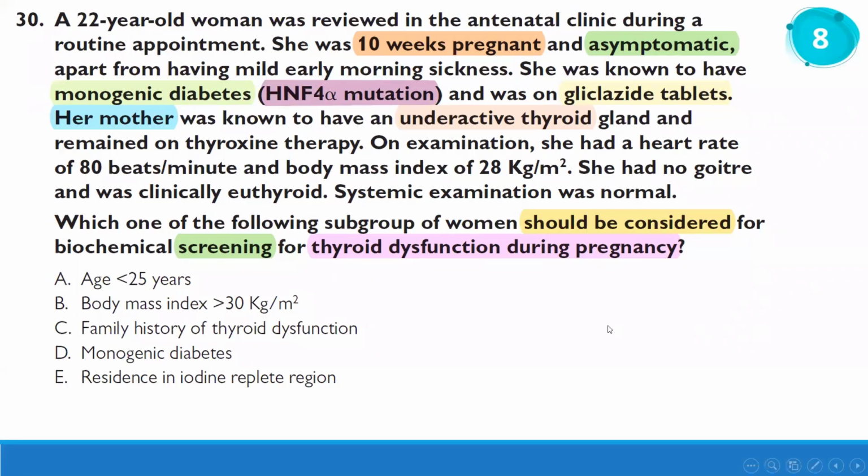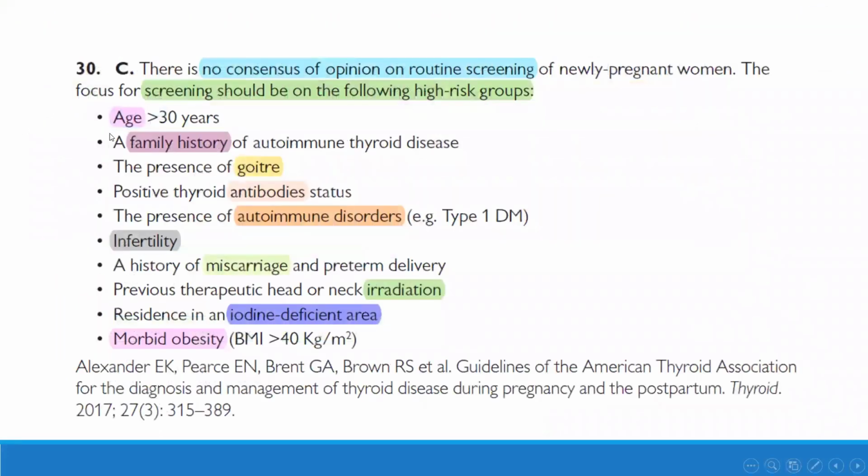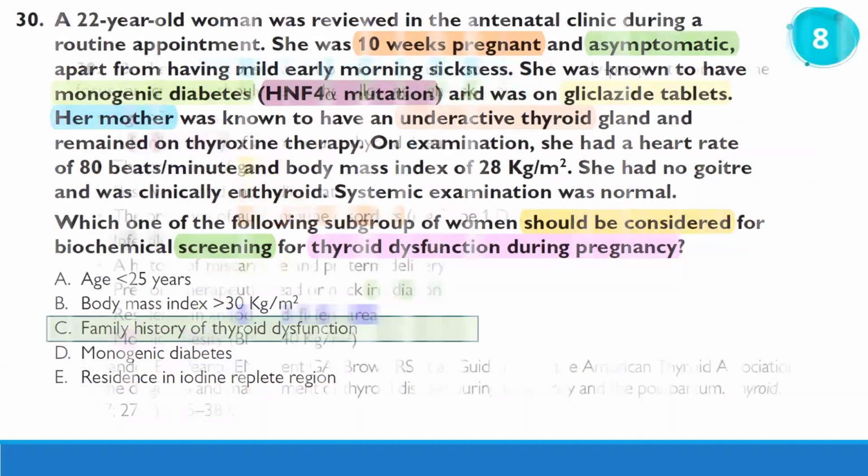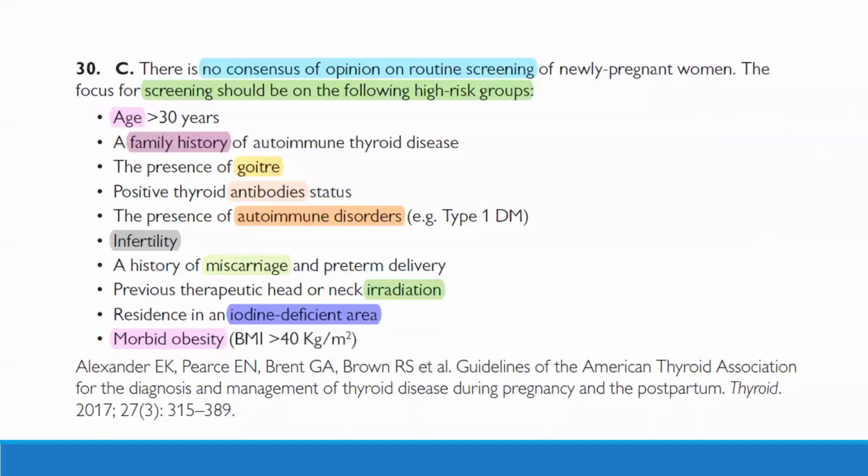So the right answer is a family history of thyroid dysfunction, and actually age more than 30, family history of autoimmune thyroid disease, goiter, anti-TPO positive, presence of other autoimmune disorders like type 1 diabetes, infertility, miscarriage, radiation, iodine-deficient area, morbid obesity, body mass index more than 40.